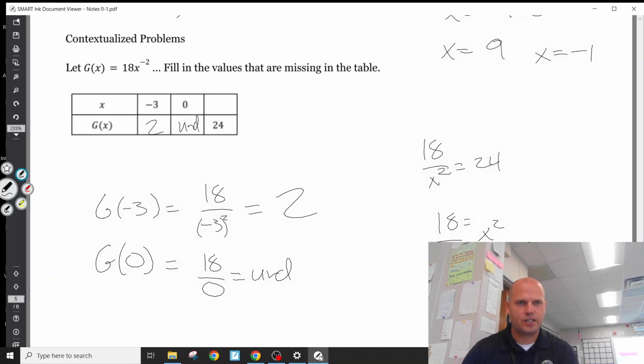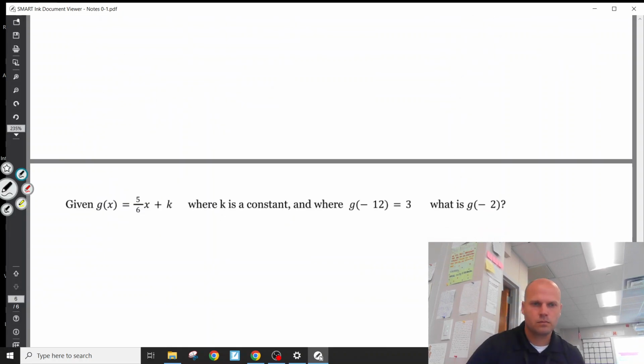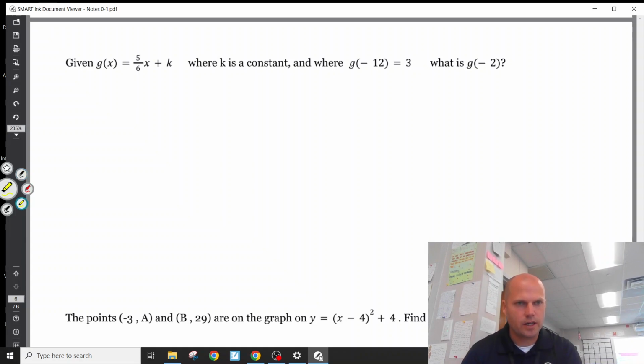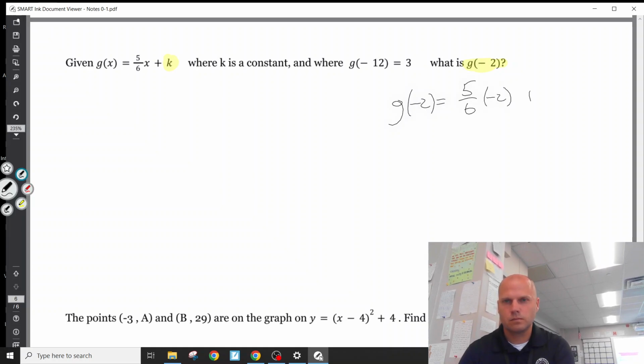I'd probably make it to an x to the negative first. Oh, it's a little bit different. Three-fourths, not 2/3. All right, this is a good one. We don't know what k is. I'm trying to find g of negative 2. If I plugged in negative 2 for x, I got a problem. I don't know what k is. Looking for a numerical value.